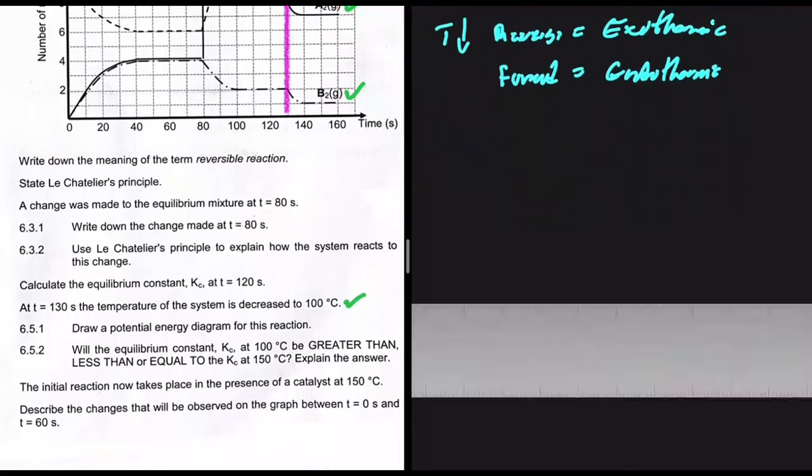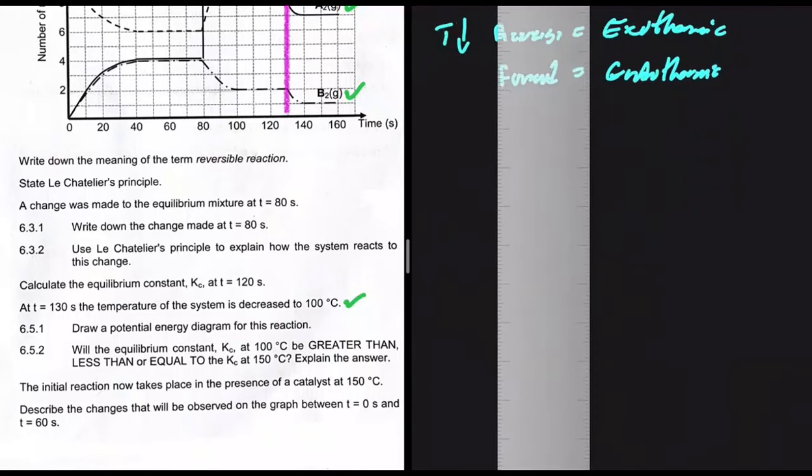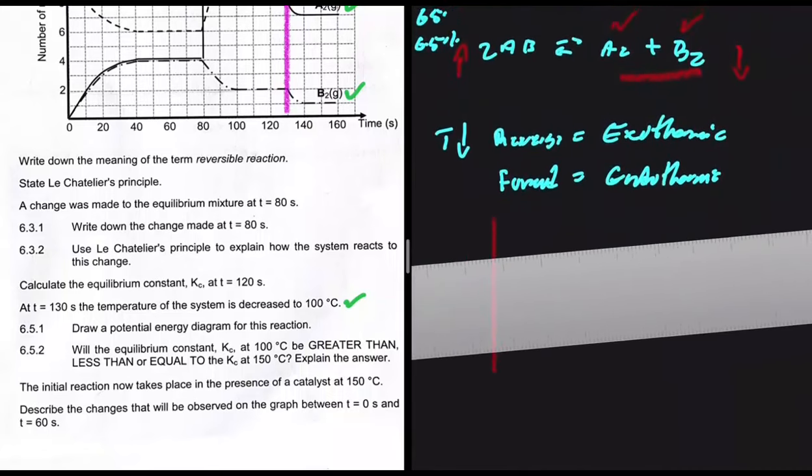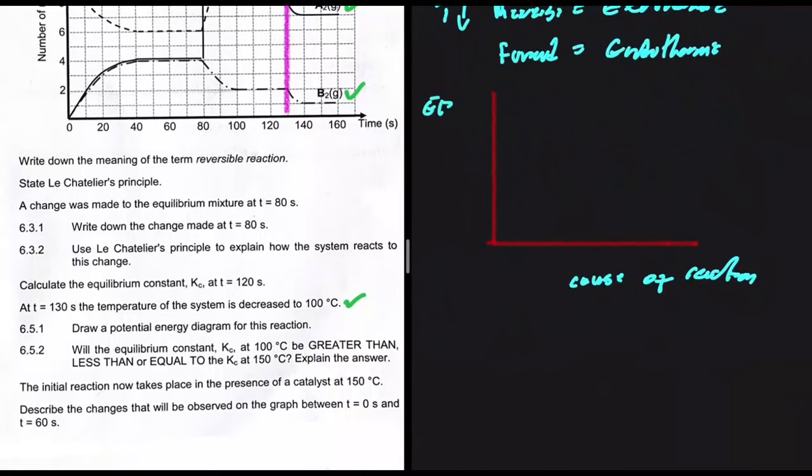So what are we going to have? Let me show you. We have our y-axis and our x-axis: the course of reaction, and potential energy in kilojoules per mole, usually. If forward is endothermic, then we're going to have something that looks like this. We have our products A2 plus B2, and our reactant AB. I think that is all we need.